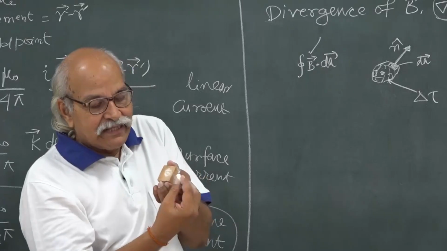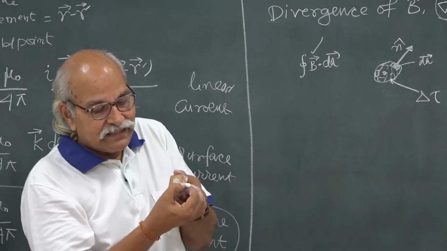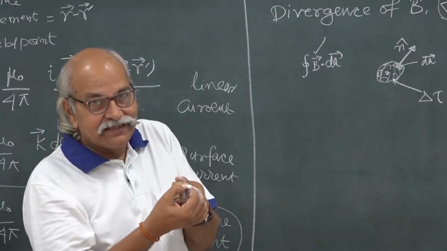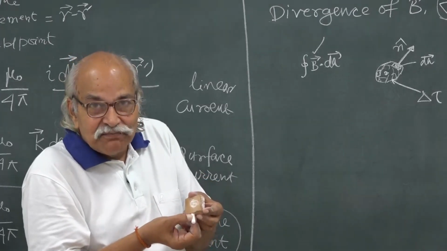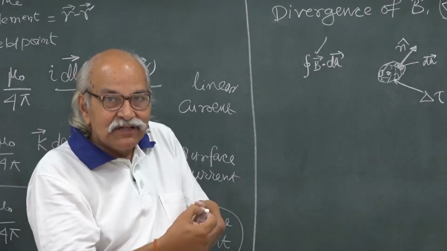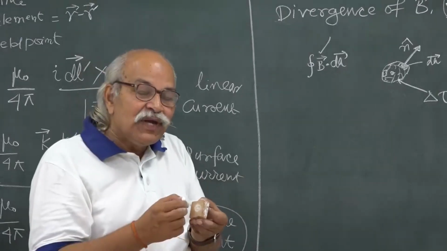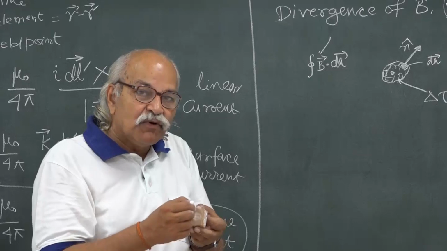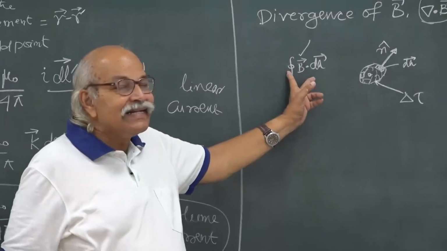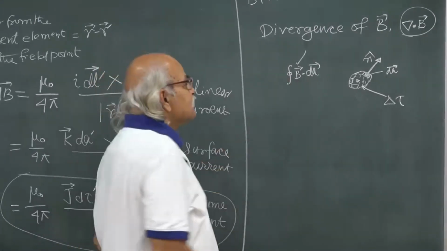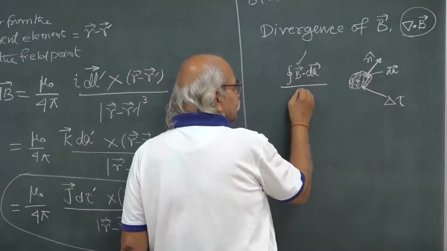If you take an area here, this is the dA vector. If you take an area here, this is the dA vector, and here you have a value of B. So, everywhere on this surface you have a value of B. Construct small areas on this surface, add all those contributions and create this quantity, and divide it by the volume of this whole thing, delta tau.